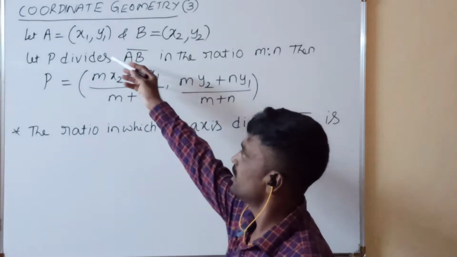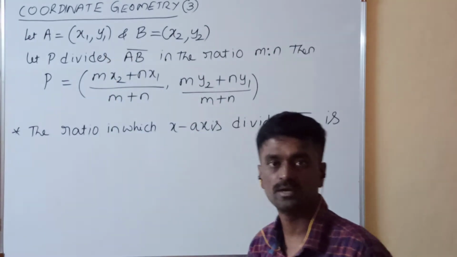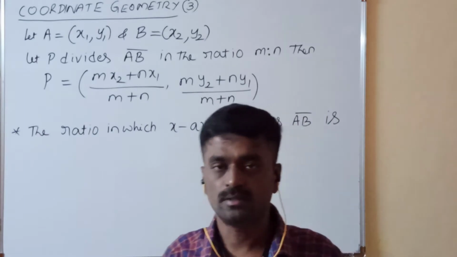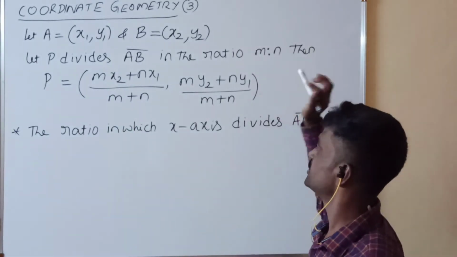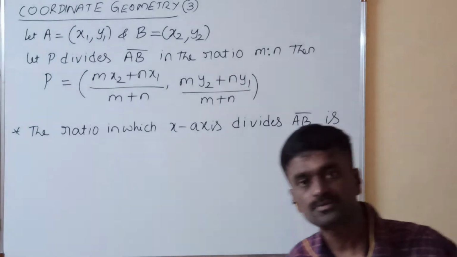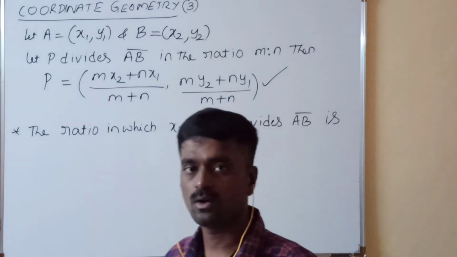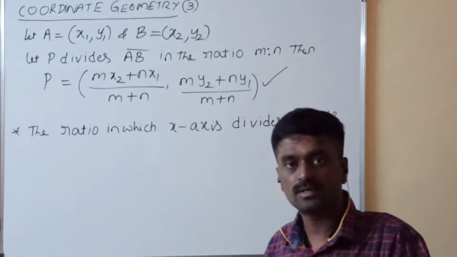Suppose the given points are A and B whose coordinates are x1, y1 and x2, y2. Let P be a point on the segment AB which divides AB in the ratio m is to n. Then using the section formula, you get the coordinates of P. Am I correct? How did we get the coordinates of P? By using the section formula. Now I am going to take some cases.